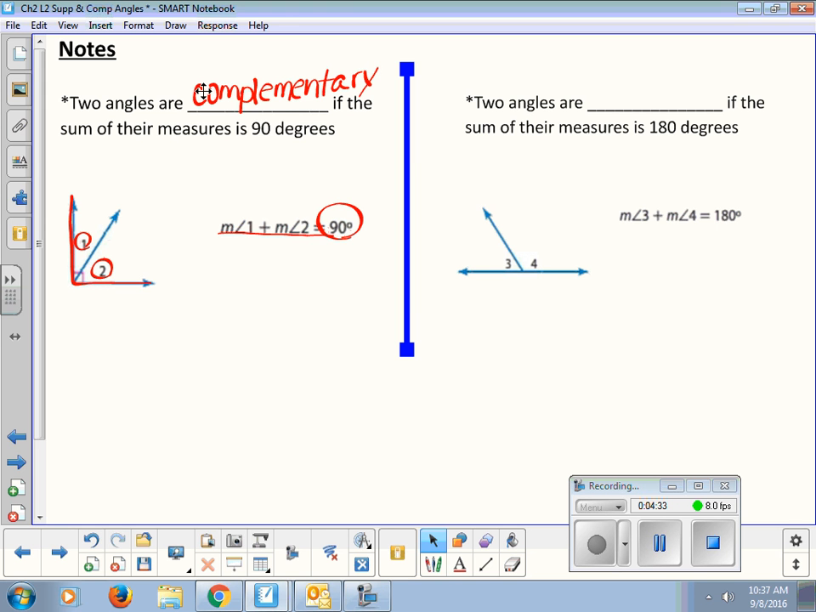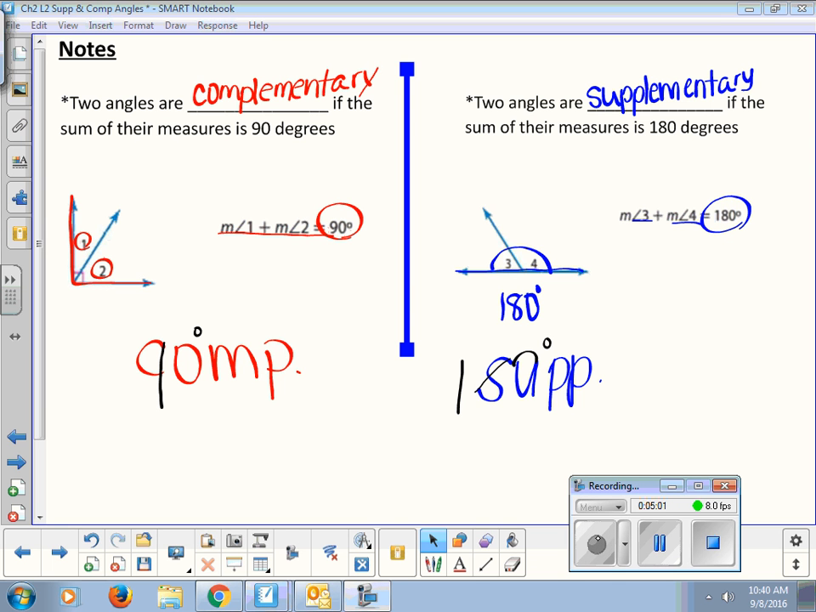Our other vocabulary word is supplementary angles. Two angles are supplementary if their sum is 180 degrees. This is kind of like what we did yesterday. If they share a straight angle, we know that a straight angle is 180 degrees. So if they're sharing that angle, when you add the measure of angle 3 and angle 4 together, they're going to equal 180 degrees.